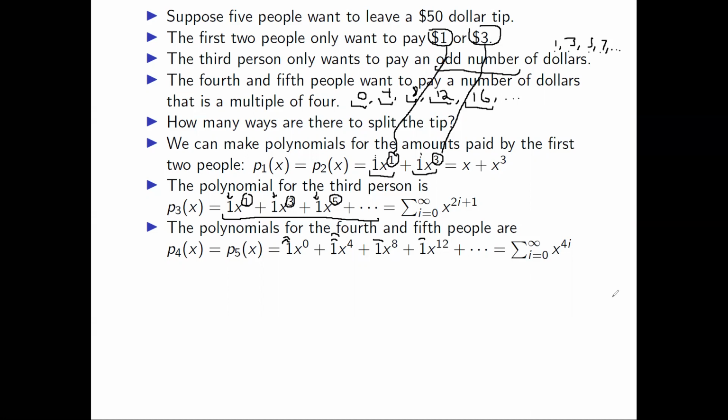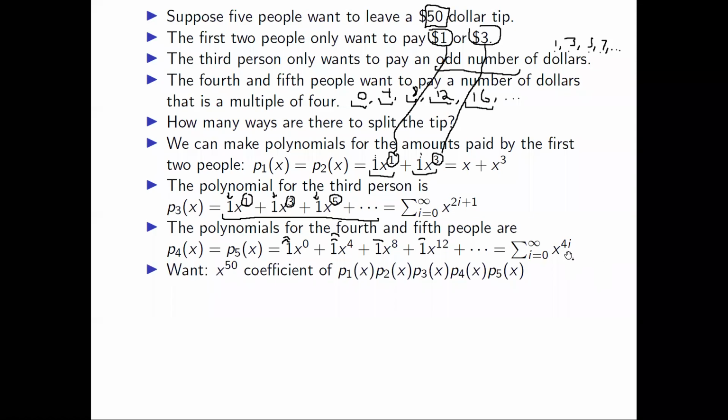And like we did with the last problem, we're going to multiply all these polynomials together, and we're going to look for a certain coefficient. The coefficient we're going to look for, it tells us up here, is the x to the 50th coefficient. So that's what we want, the x to the 50th, same as the total number of dollars in our tip, x to the 50th coefficient of the product of all 5 of these polynomials. And the good thing is we already calculated these polynomials. We got expressions for them in the last few bullets. So we can do some substitution here.